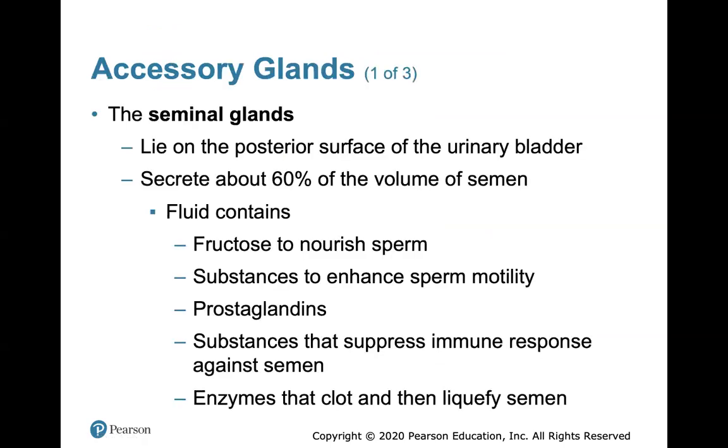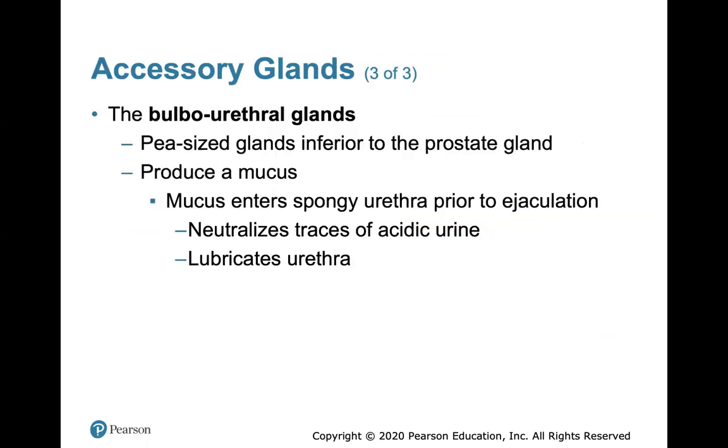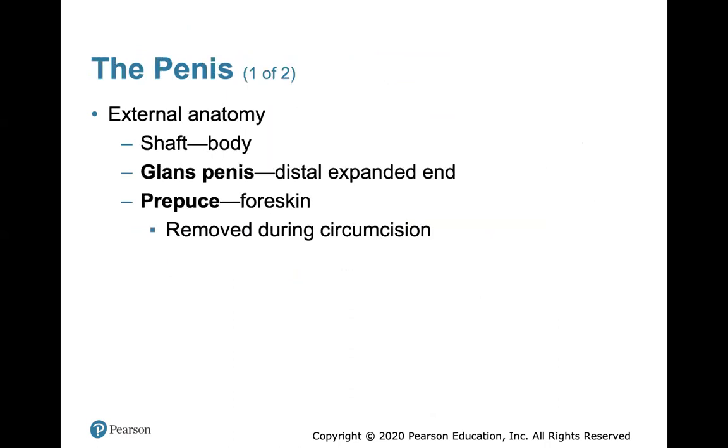The accessory glands then, so the seminal gland lies on the posterior surface of the urinary bladder. It contains fluid to nourish the sperm. The prostate gland encircles the prostatic urethra. It sits right below the bladder, and it contains substances that enhance sperm motility and enzymes that clot and liquefy semen. And the bulbourethral glands also produce a mucus, which will enter the spongy urethra prior to ejaculation.